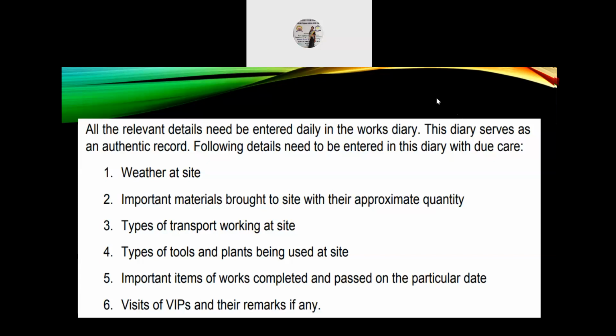First one, the weather at the site, daily weather at the site. Second, important materials that are brought to the site daily with their approximate quantity. Types of transport working at site. Types of tools and plants being used at site. Important items of work completed and passed on the particular date, and visits of VIPs and their remarks to the site if any.